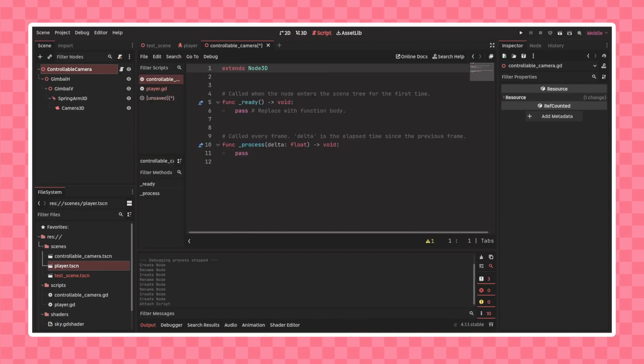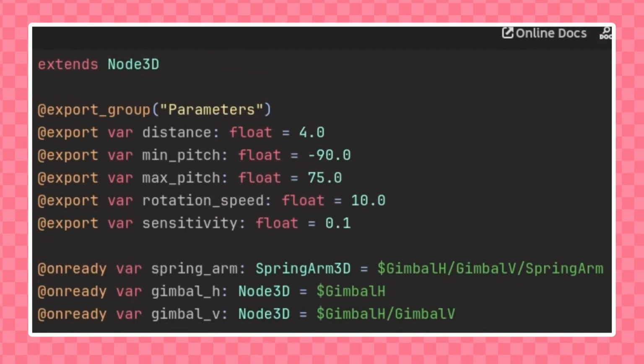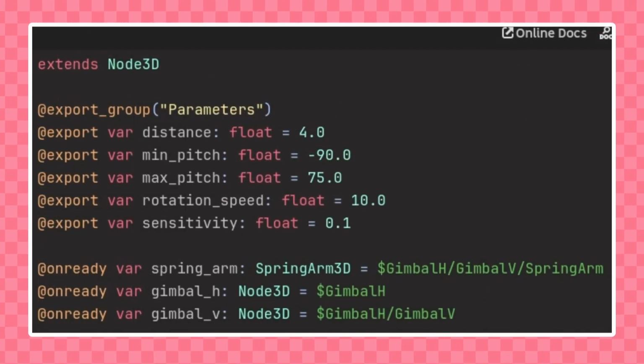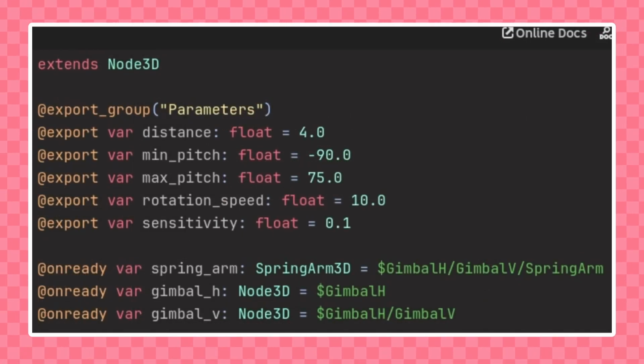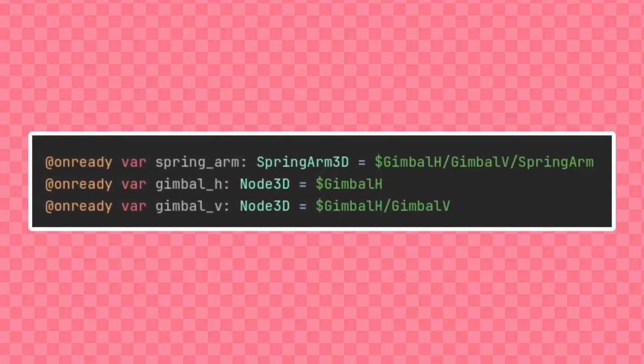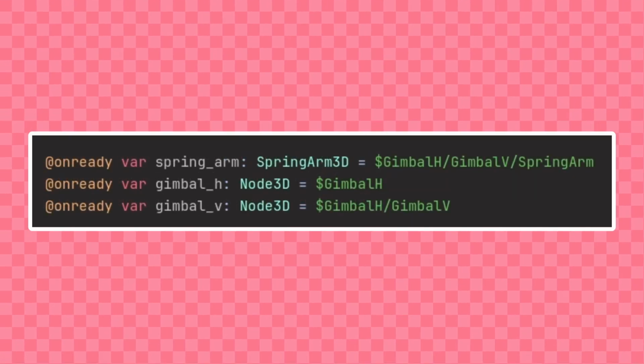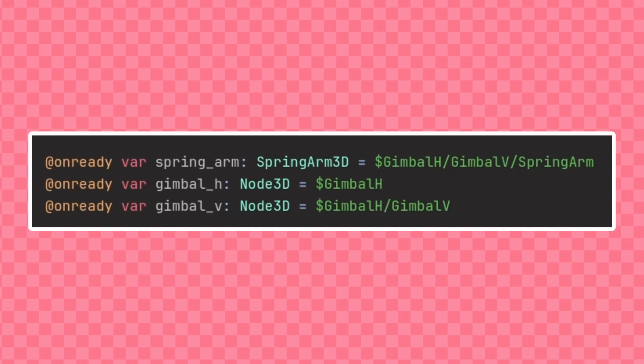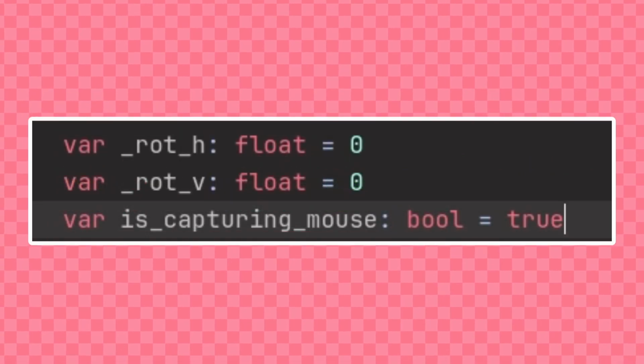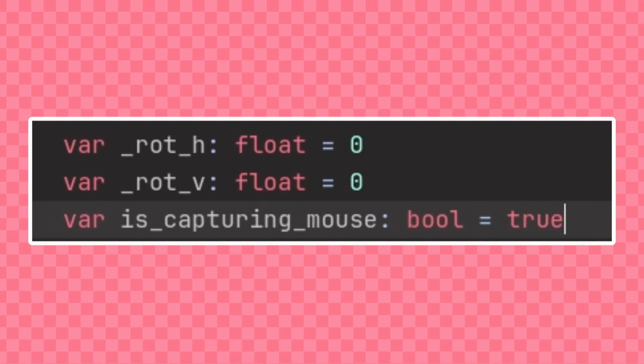We're going to start by setting some variables. First, we export some variables, which are going to be the parameters to control your camera from the editor later. Next, we have a bunch of onready variables here to reference some of the nodes. And then there are 3 variables that we're going to use later.